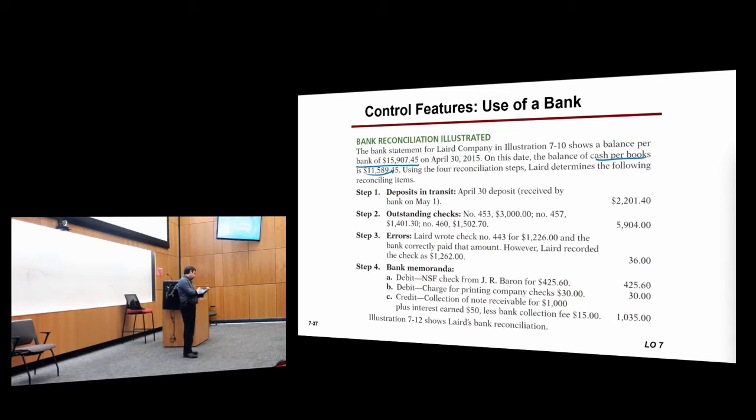You start this side, for example, you do the bank. So this is balance per bank. This is balance per books. Let's do the bank first. You always start with the unadjusted balance. What was the unadjusted balance?